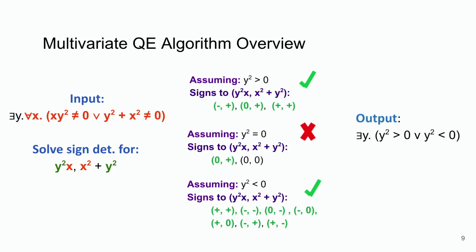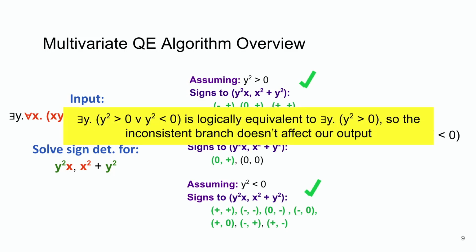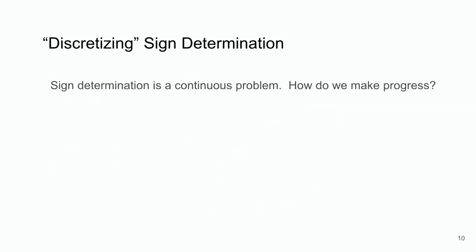One thing you might notice is that we've included an inconsistent branch in our output. This does not matter logically, because when we go to eliminate the quantifier on y, this branch will get pruned out. It's not great for efficiency that we have it around, but it doesn't affect the logical correctness of our algorithm. All right, so that's the first step.